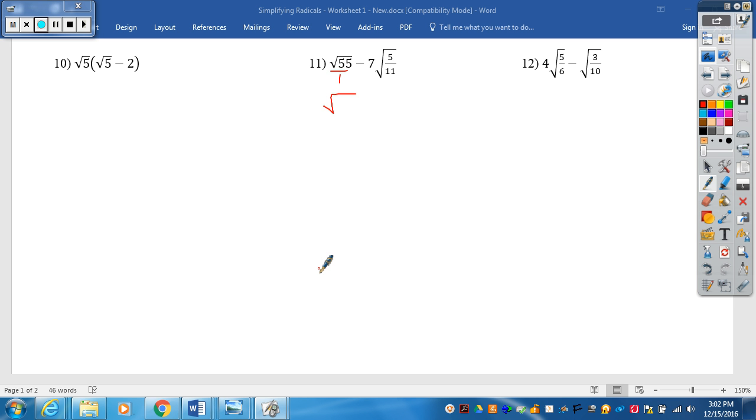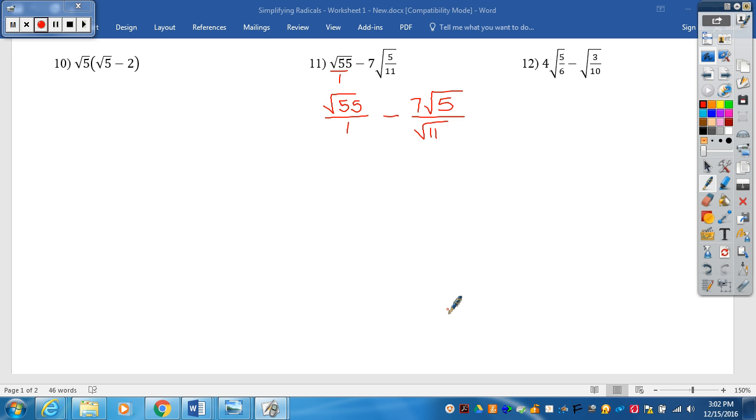Well, 5 and 11, right? 5 times 11 is 55. 5's prime, nothing else goes into it other than 1. And 11's prime, nothing else goes into it, just 1. So there's no perfect squares in 55. So I'm going to go ahead and write down square root of 55 over 1. Minus, now I'm going to break this radical up here. 5's prime, so there's no perfect squares in that one. And 11's prime, no perfect squares in that one.